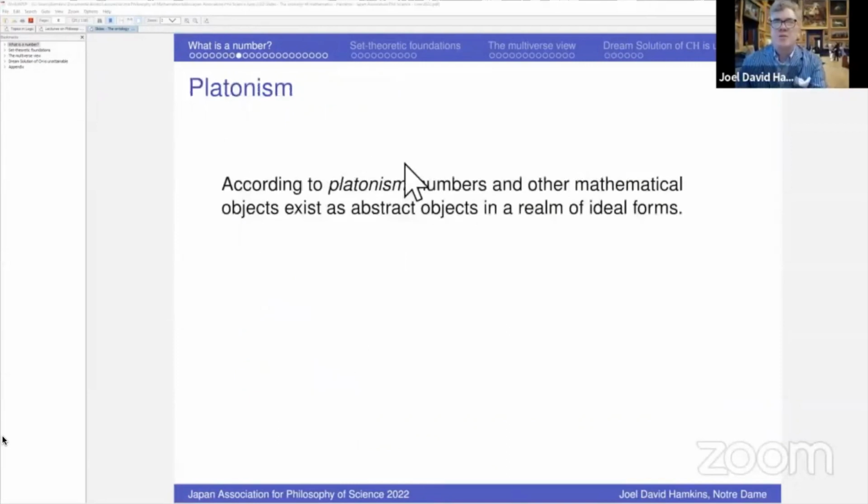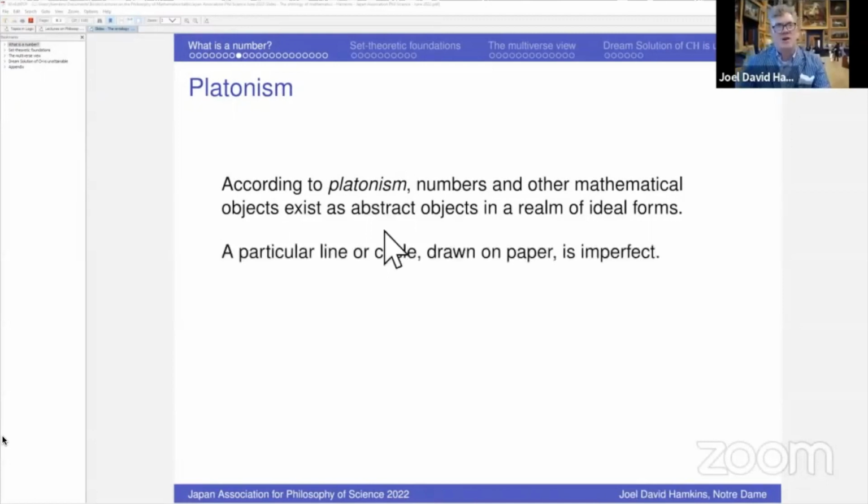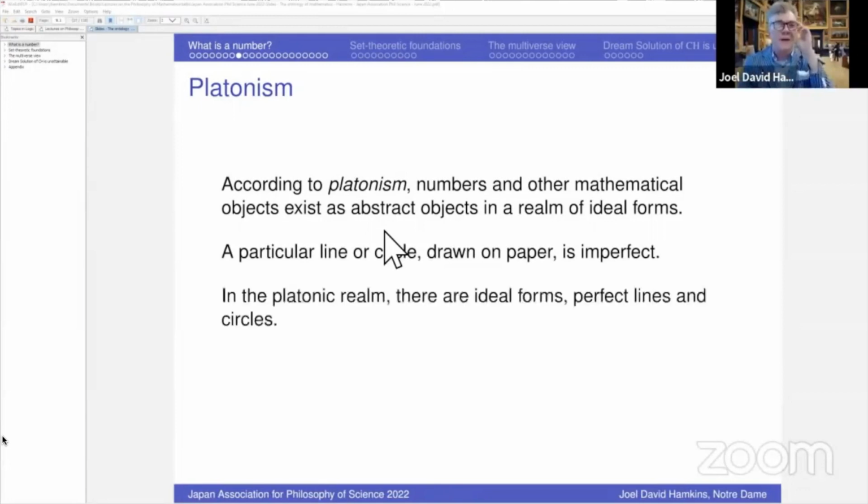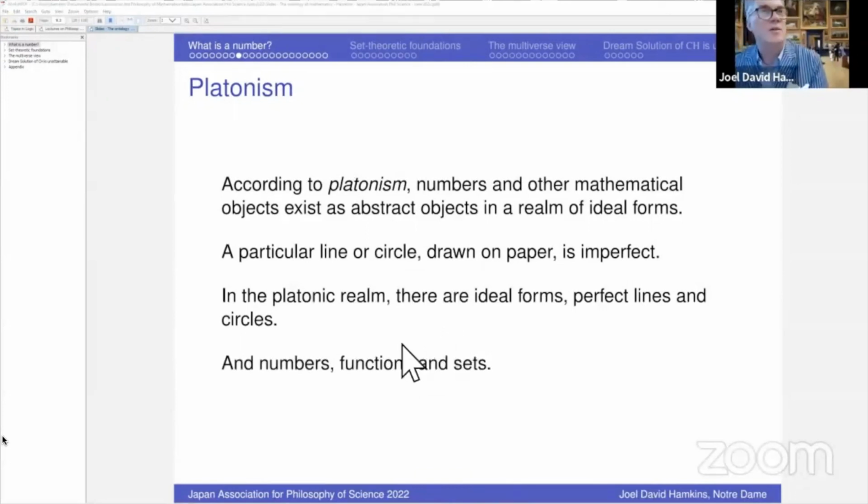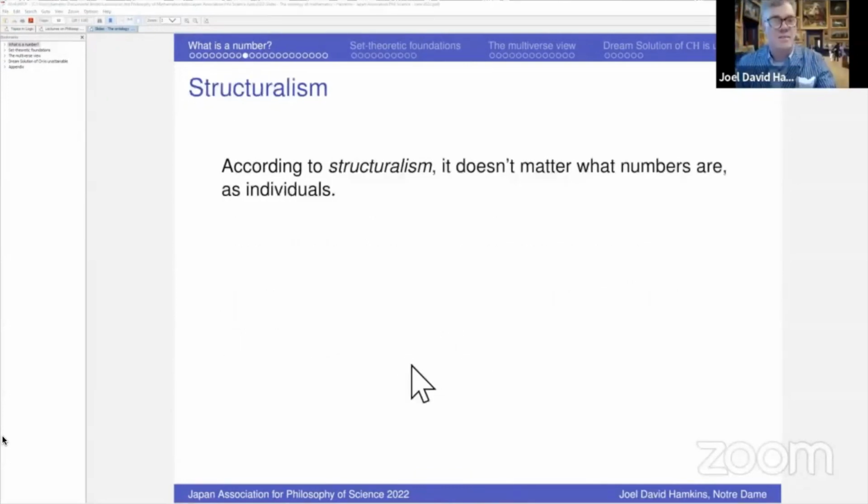So Platonism, of course, according to Platonism, numbers and other mathematical objects exist as abstract objects in a realm of ideal forms. A particular line or circle that you might draw on paper is imperfect. It's not perfectly round. It has imperfections. The line is not perfectly thin. But in the Platonic realm, there are ideal forms, perfect lines, and perfect circles. And also numbers, as well as other mathematical objects, functions, and sets.